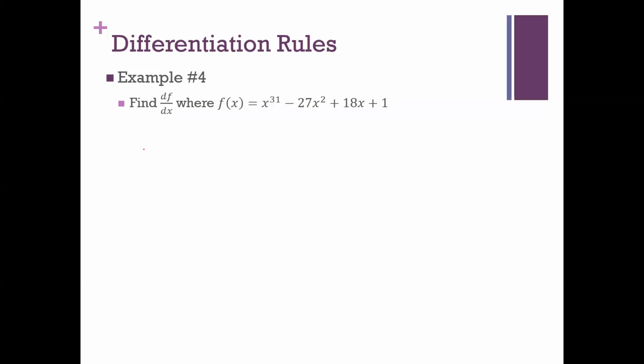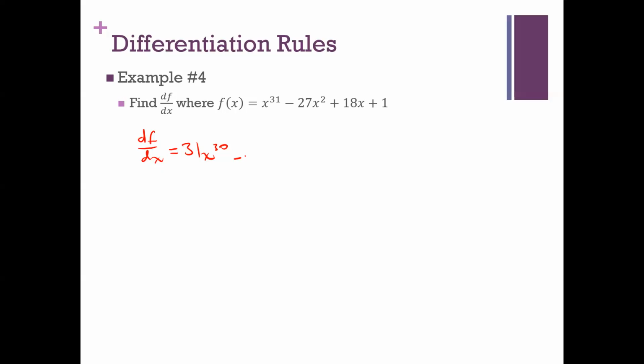I want to find df dx. And we can just find the derivatives of these things individually. So what's the derivative of x to the 31st? 31x to the power of 30. 31x to the 30th. Good. How about 27x squared?